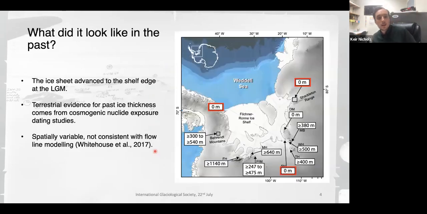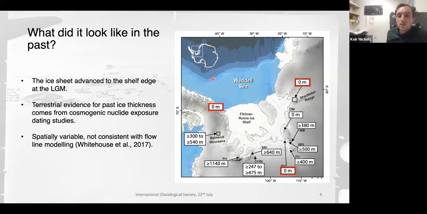Okay, so what did it look like in the past, or what did we know before I did this analysis? So this map here again shows the Weddell Sea Embayment. We know from marine geological evidence that the ice sheet reached all the way to the shelf edge. So currently the grounding line, where the ice sheet is in contact with the rock beneath, pretty much just follows the coastline. And this is floating ice here. And then we know it advanced all the way out here, but we don't know how much thicker it was.